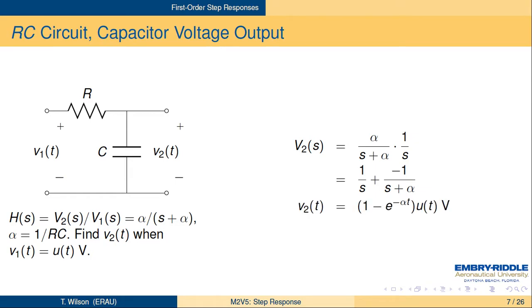So then the time domain function is V2 of t is 1 minus e to the minus alpha t, all times u of t volts. You've seen this since Circuits 1. You've seen it in physics probably. It's the step response of an RC circuit when you look at the voltage across the capacitor.